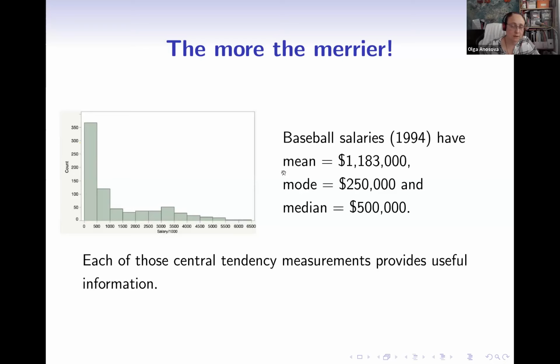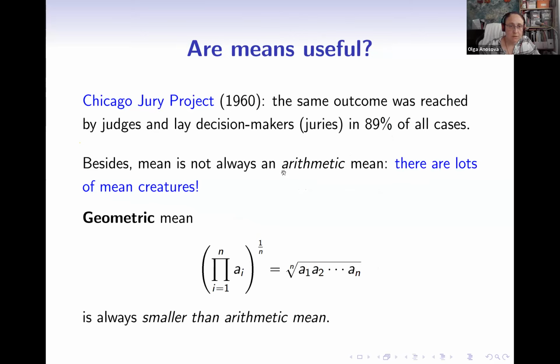So what mean can we get from this picture? Each of them is useful in its own sense, and also means are useful in real life. For example, the famous Chicago Jury Project measured decisions reached by professional judges and juries. And it turns out that in almost 90% of all cases, the same outcome was reached by them, which means that averages can be quite useful in real life despite all their drawbacks.